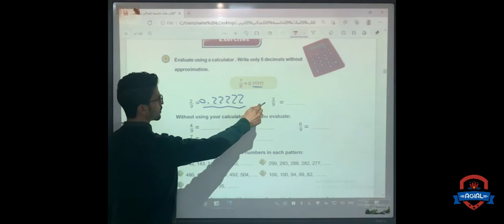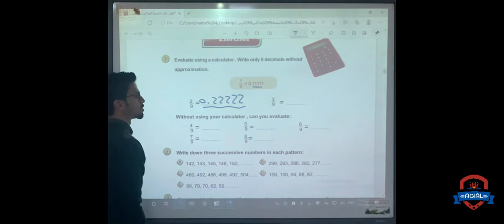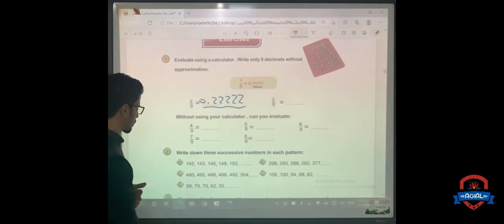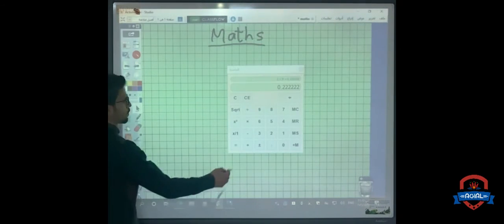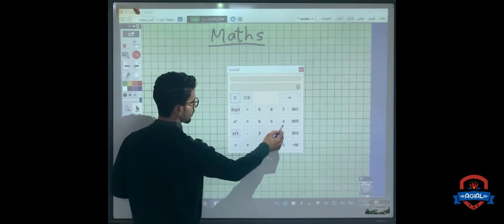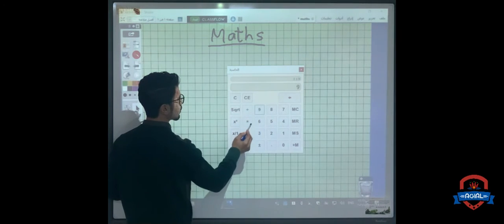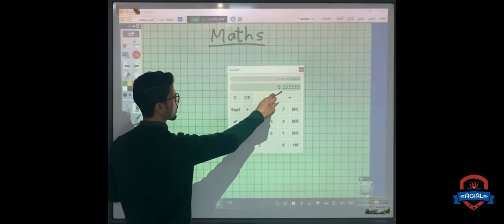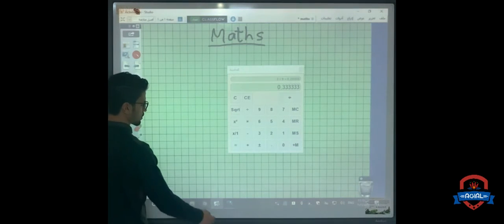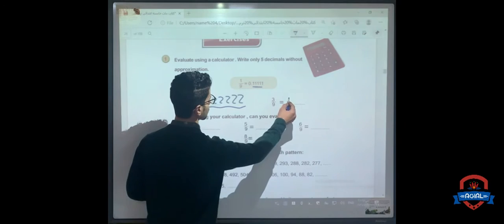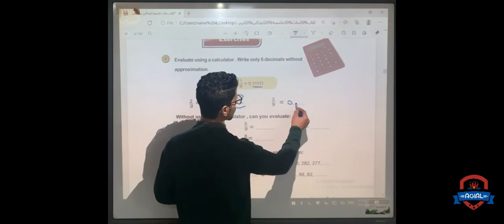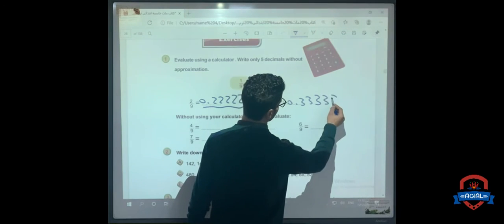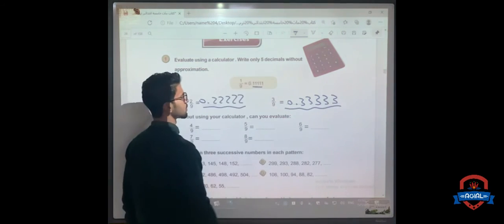Then we need to find 3/9. So we have to use our calculator and write 3 divide 9. That's equal to 0.3333. So we have to write this number to 5 decimals only. So we have 0.33333 for 5 decimal places.